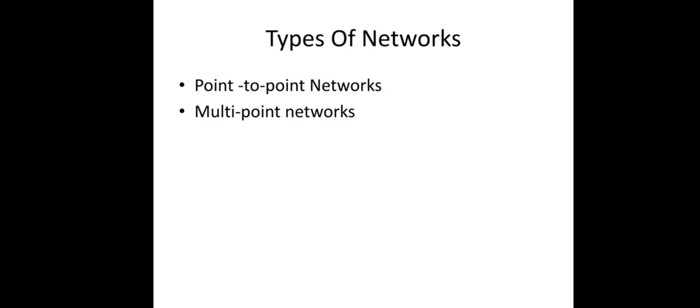Now another category or classification of networks is based on how different devices are interconnected: whether two devices are always connected by a dedicated link, or the same media is shared by multiple devices. Based on that we have two different categories. The first one is point-to-point networks and the second one is multi-point networks.